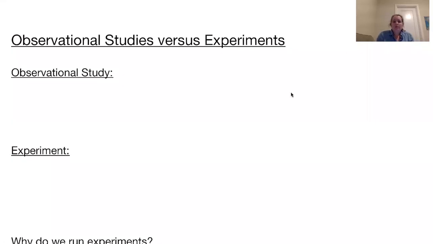Welcome to observational studies versus experiments. So in the previous video, we talked about questions on the relationship between two variables, and we talked about looking just for an observed pattern versus looking for a cause and effect relationship. So an observational study can establish an observed pattern.